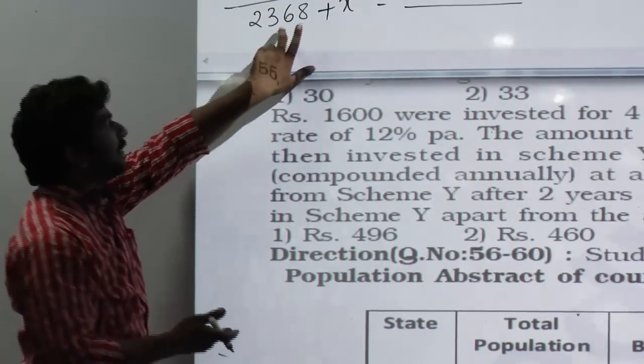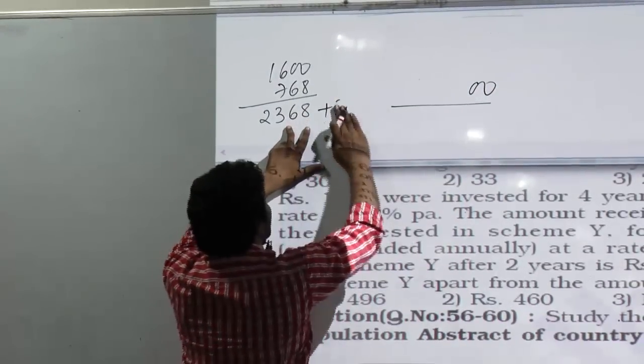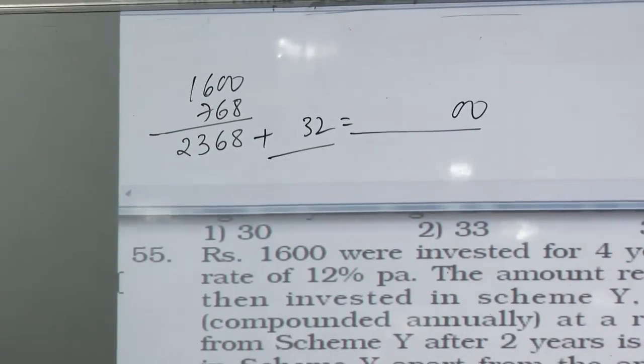Yes or no? This ends with 68. Your number should end with 00. So x should end with 32. There is only one option, 432. That's my logic.